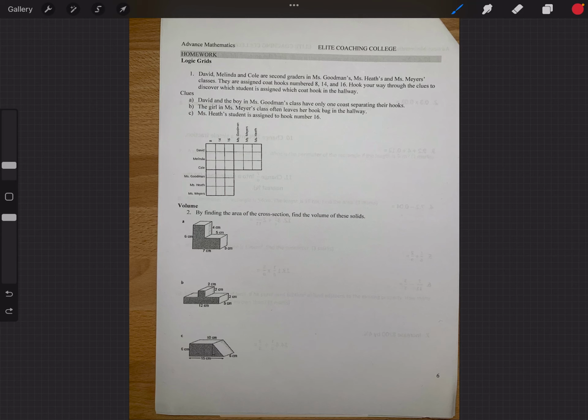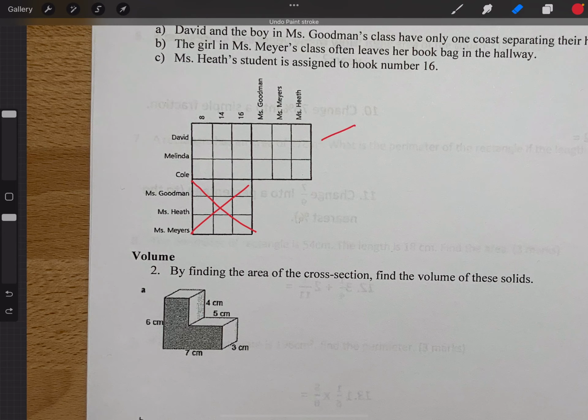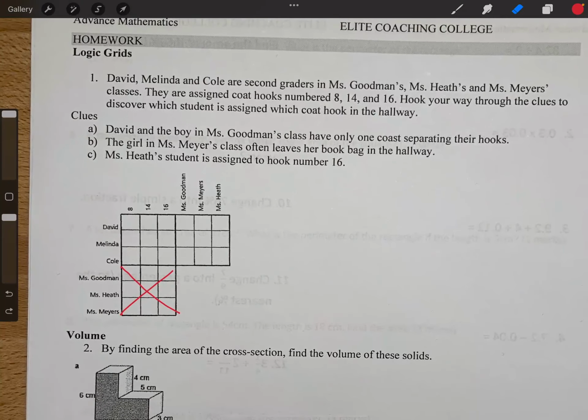Now on page 6 we have the logic grid. I've shown you this one before. All you have to do is use one of the grids. We don't need the bottom one, we can just use the right hand side one. Actually, I might read it.